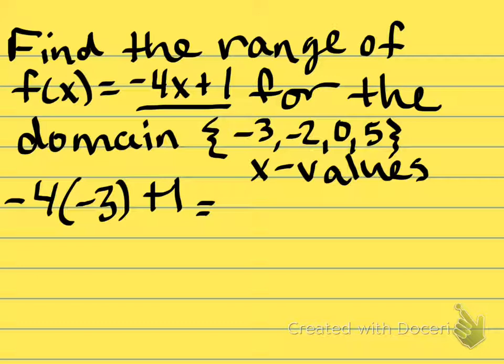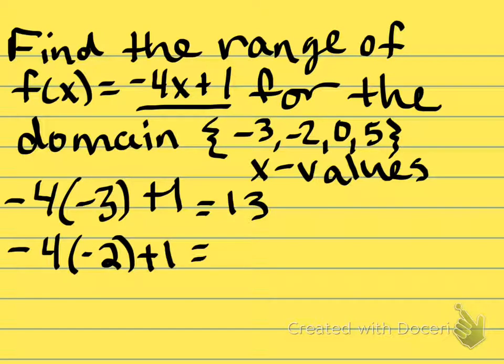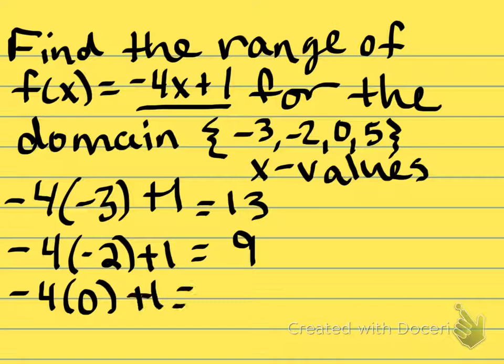-4 times -3 is 12, plus 1 is 13. We have -4 times -2 plus 1. -4 times -2 is 8, plus 1 is 9. Negative 4 times 0 plus 1. Negative 4 times 0 is 0, plus 1 is 1. And then we have negative 4 times 5 plus 1. Negative 4 times 5 is negative 20, plus 1 is negative 19.